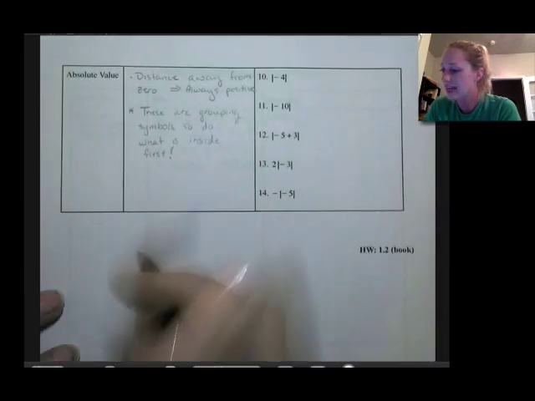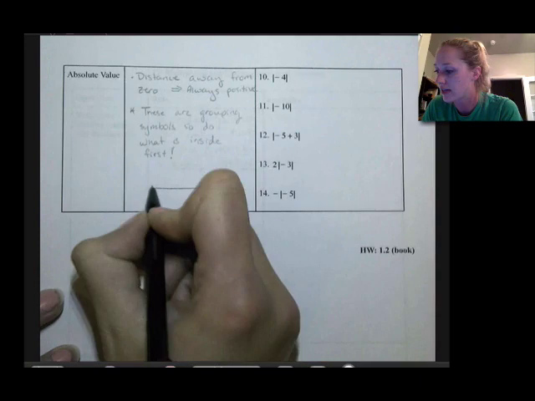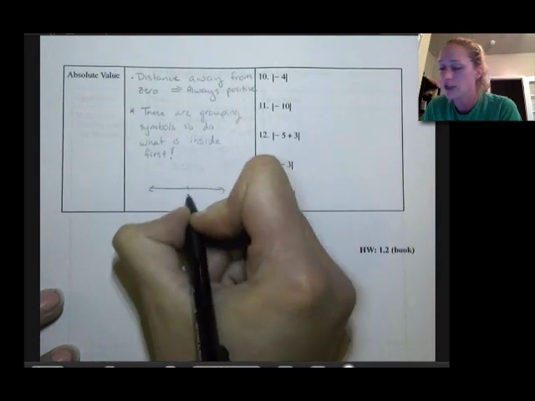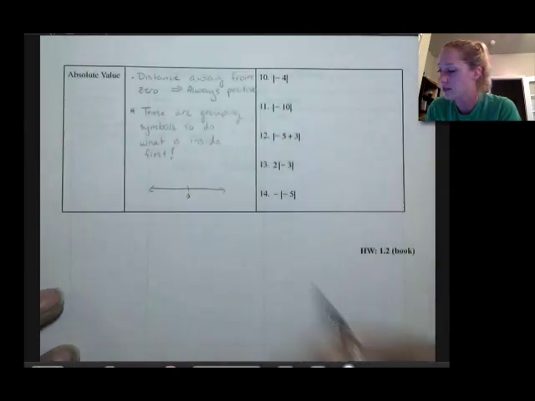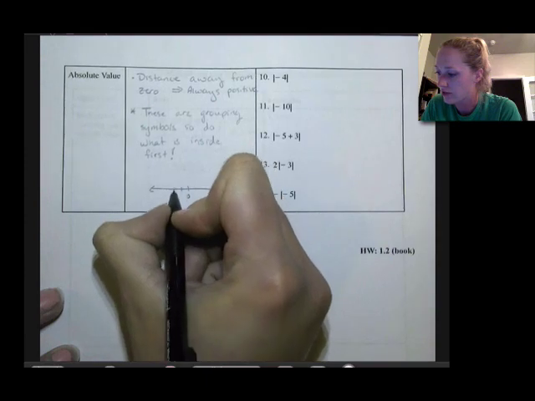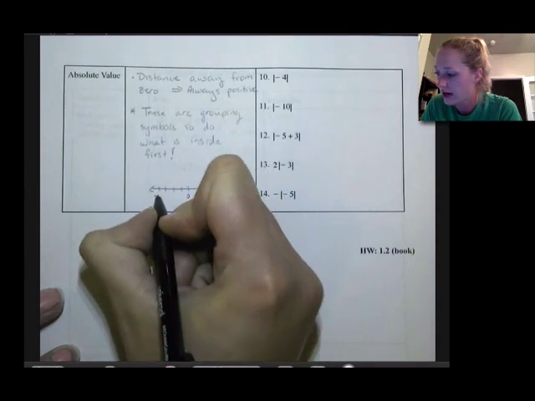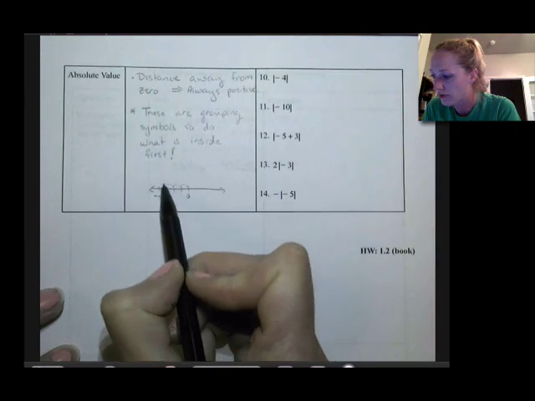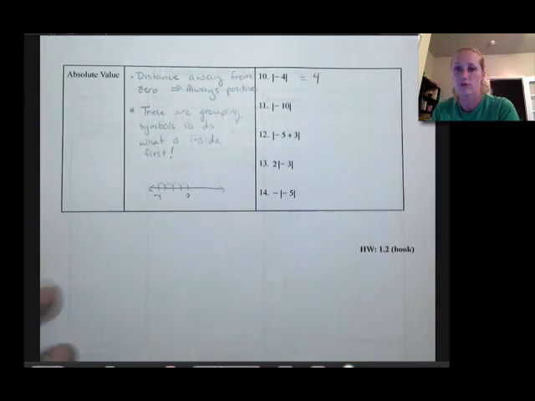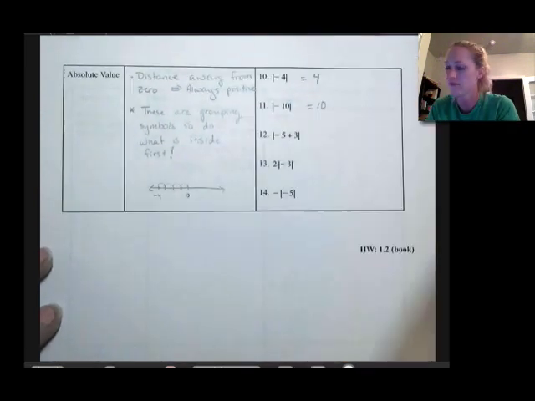So when I'm asked to find the absolute value of negative 4, that is asking how far is negative 4 away from 0. So if I imagine a number line, 0, negative 1, negative 2, negative 3, negative 4, so how far away is it? Well, it's 1, 2, 3, 4 units away. So the absolute value of negative 4 is 4. The absolute value of negative 10, you can imagine the same thing. Negative 10 is going to be 10 spaces away from 0.